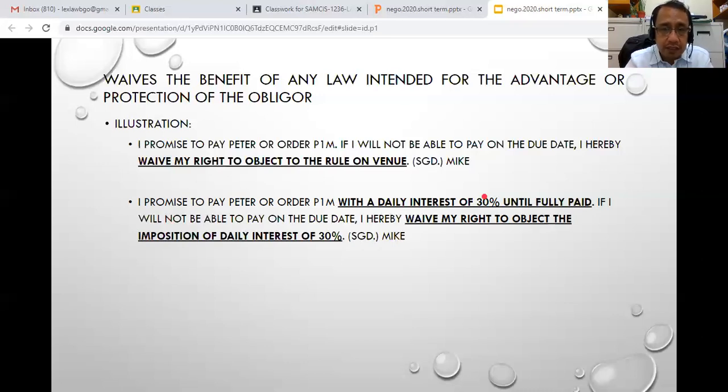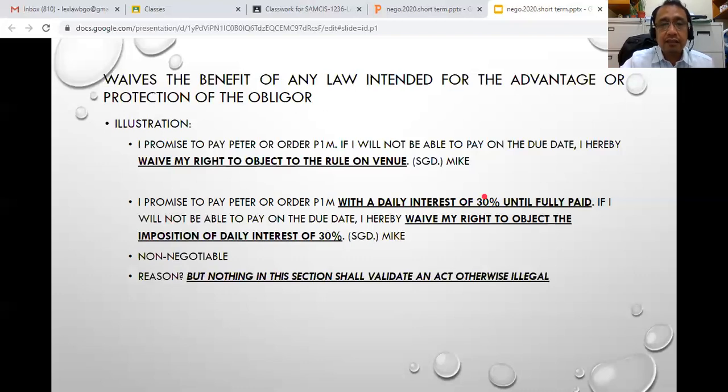Now, how about if in this situation the maker himself waived the right to question the legality of the interest rate of 30% daily? Will that be considered as a valid waiver of that right or of that benefit accorded to Mike by law? The answer is no. It's non-negotiable. Why is that? I want you now to take note of the last paragraph of Section 5. What did it say there? But nothing in this section shall validate an act otherwise illegal.